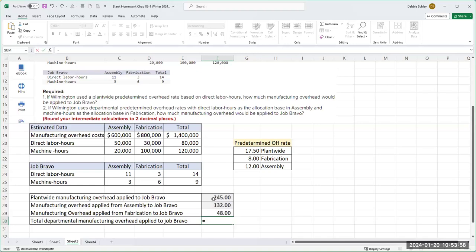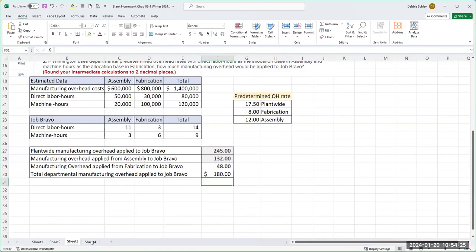Sorry, I included too many numbers in my little thing here. It's just going to be those two last numbers that we figured out, the 132 plus the 48. So it's two scenarios. This is one scenario if we do it by department, and this is the scenario if we do it by the plant wide. So you're going to make more money if you do it the first way. Okay, that's question 3.